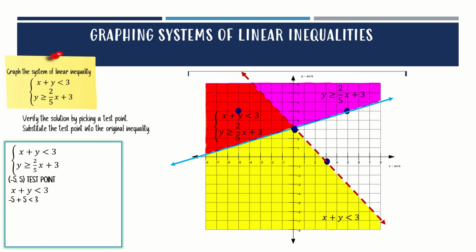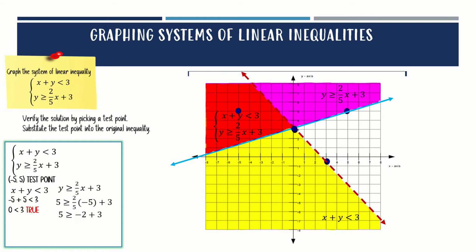We have negative 5 plus 5 is less than 3. The result is 0 is less than 3, and 0 is less than 3 is true. Next, we will now substitute it into the second inequality. Y is greater than or equal to 2 over 5x plus 3. We have 5 is greater than or equal to 2 over 5 times negative 5 plus 3.